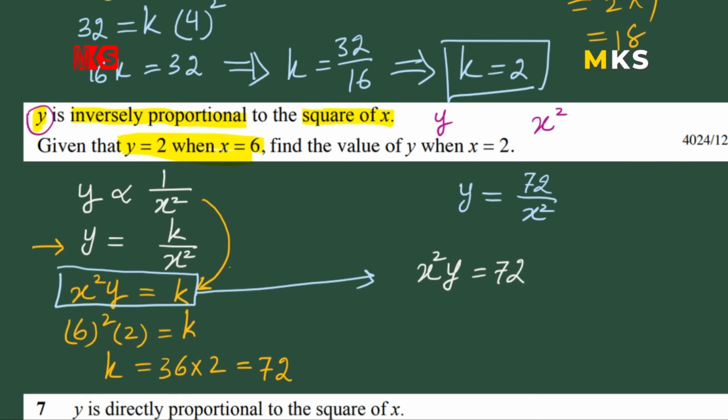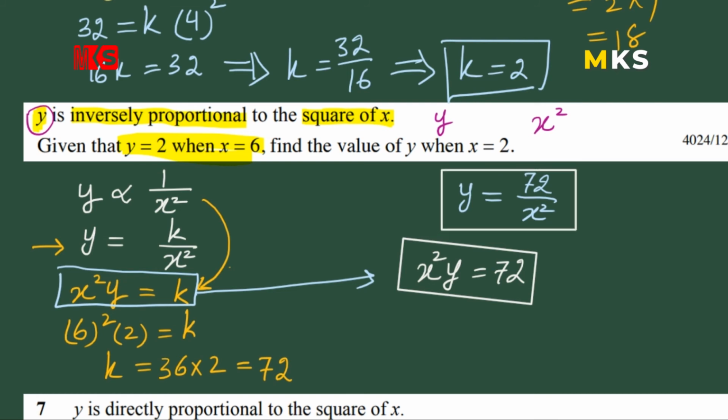Everything is the same except the first step for direct and inverse proportion. The remaining is the same. So here we have got the formula x square y is equal to 72, or you can say y is equal to 72 over x square, it makes no difference. Whatever you want to take will be acceptable. The last part is find the value of y when x is 2. So the value of x is given and we are asked to find the value of y, and sometimes the value of y is given and you will be asked to find the value of x.